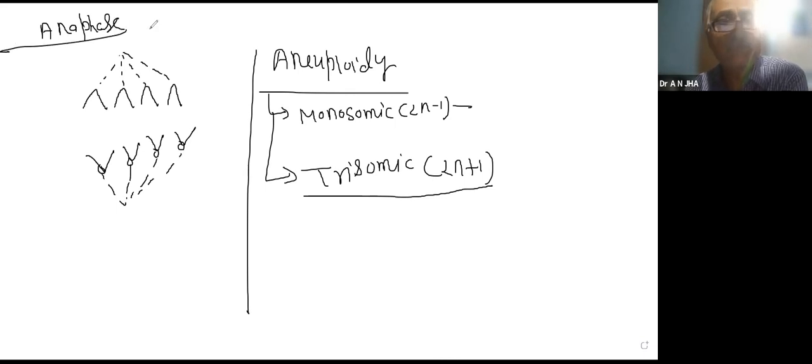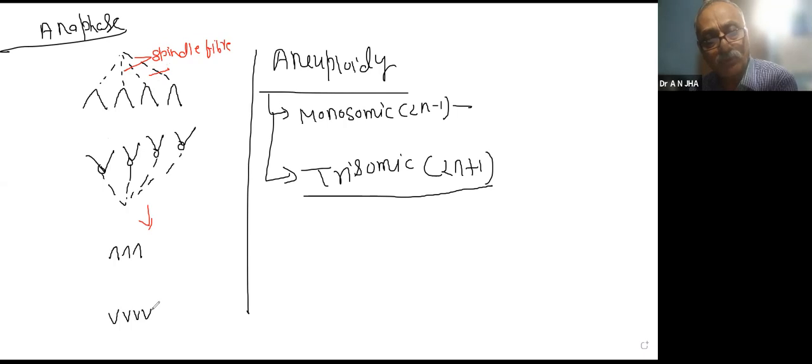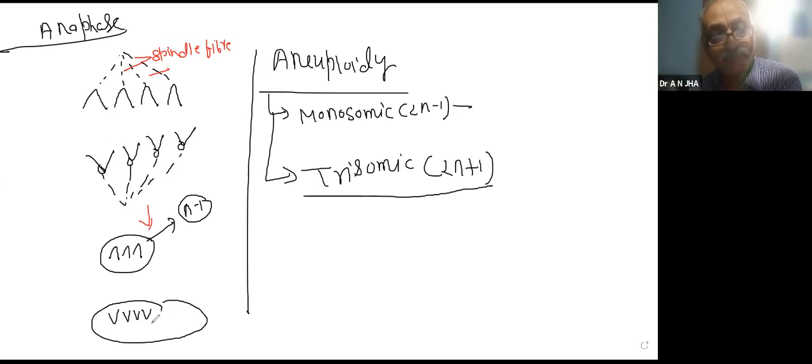Suppose due to any reason there is a breakage in the spindle fiber. I think you all have studied anaphase. This is the spindle fiber. It breaks. Then what will happen in that case? If the spindle breaks, then this chromosome may come on this side. Here 1 chromosome is less and here 1 chromosome is more. So if it enters a gamete, 1 chromosome will be less, and if it enters a gamete, 1 chromosome will be more.